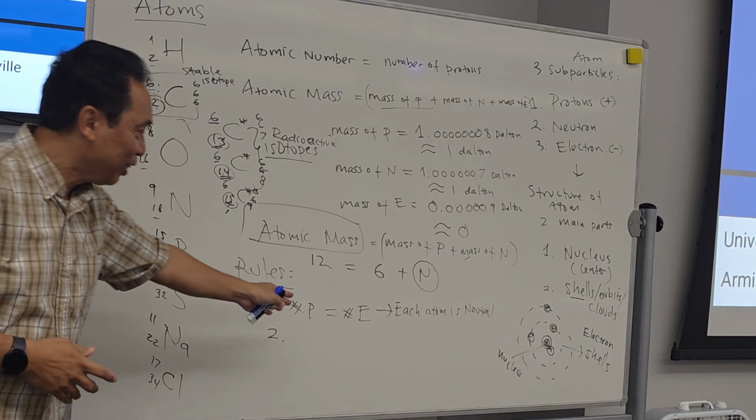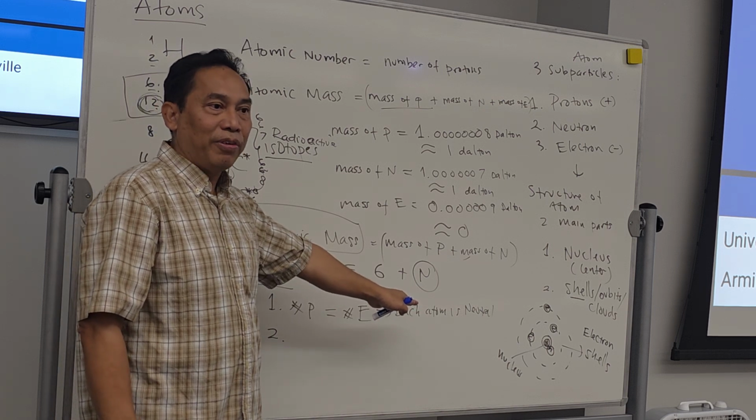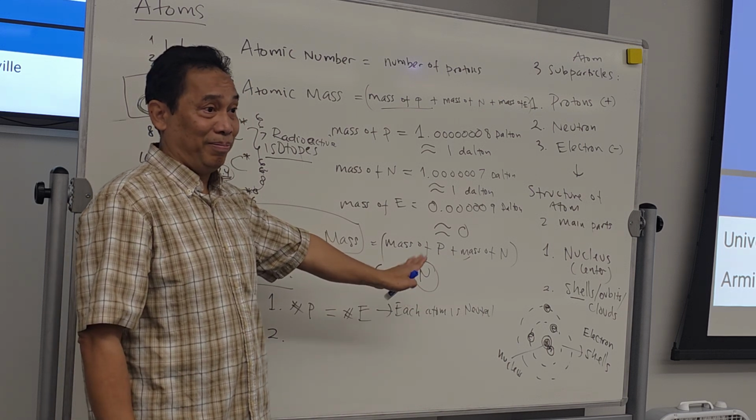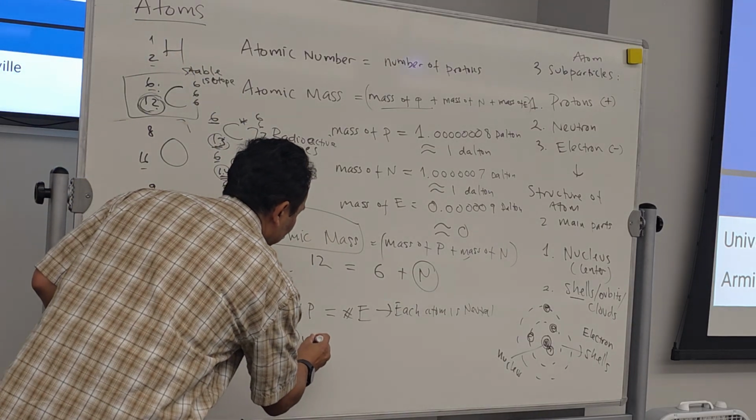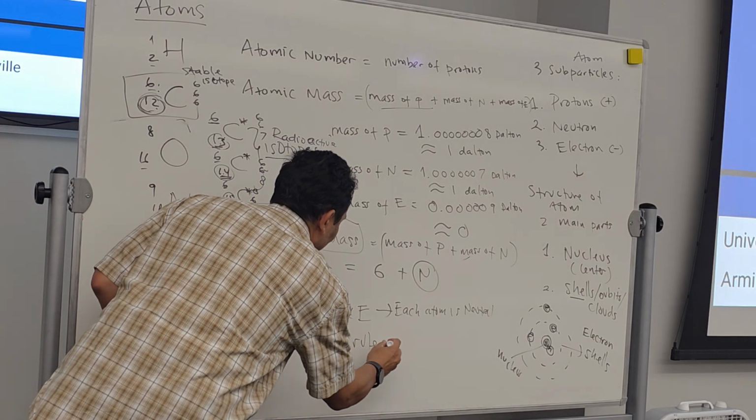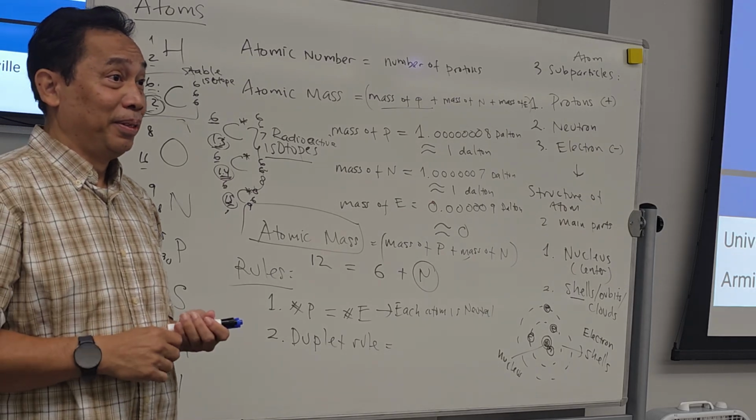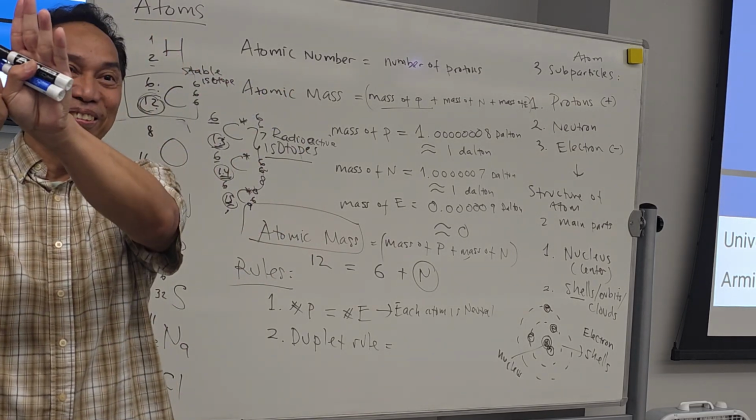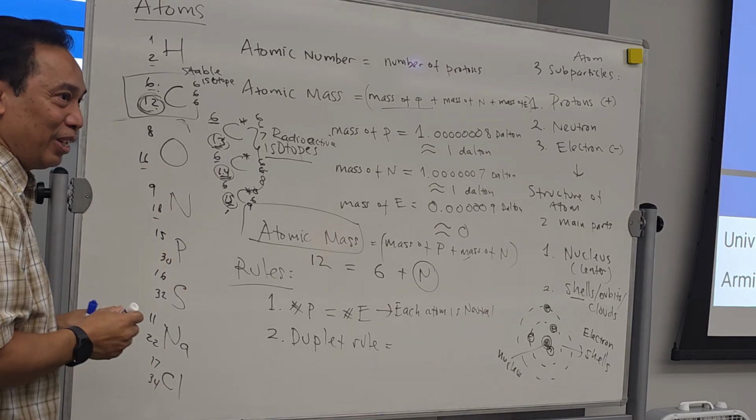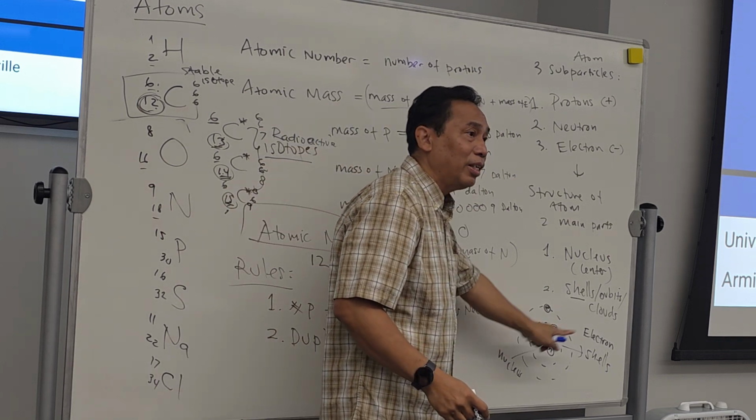This is the rule. The first rule: the number of protons equals the number of electrons. Therefore, every atom will be neutral. The second rule, we call it the duplet rule. Anybody know what duplet means? It has two, right? So this duplet rule is the rule regarding the number of electrons in the shell.